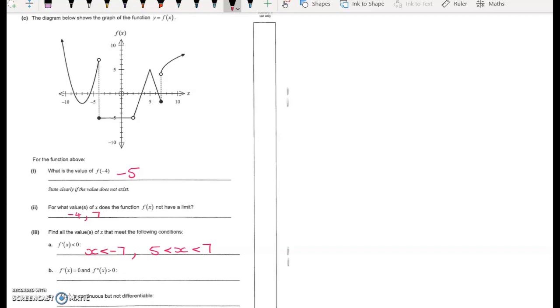Okay, next bit. We want the gradient to be equal to 0, so we're looking for turning points. And the second derivative is greater than 0. Now, the second derivative means that it's not just that we have the gradient equal to 0, it's that we have a minimum point. So where's the minimum point on our graph? It's right here, when x is equal to -7.